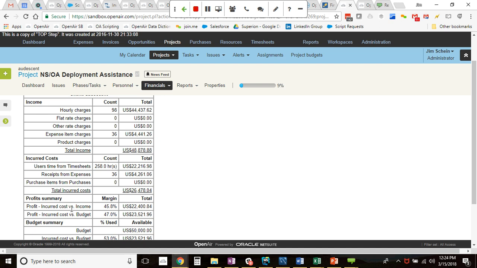So that's our profit versus our actual income. If you want to see the profit versus what we expect to bring in on a project, you can look at it in terms of our incurred cost versus our budget.